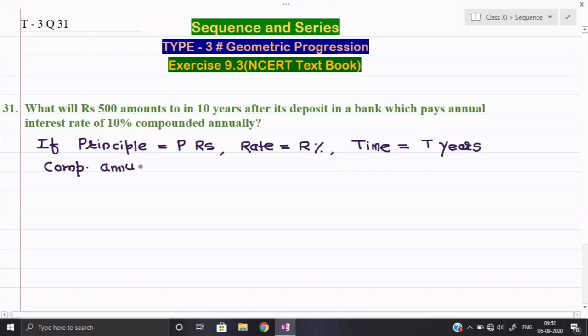Then can we say that it is going to form a GP, because it is a clear case of compound interest, right? Wait a minute, we shall write down this one once again, compounded annually. Yes. So can we say that it is forming a GP or not?